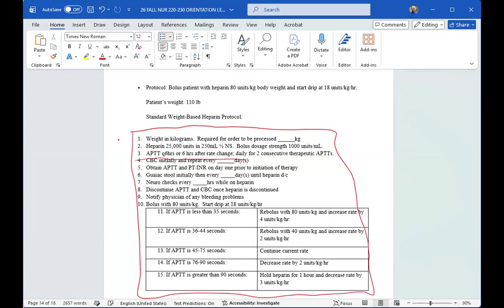No. Do I need to know the GAIAC stool thing? No. What about neurochecks? No. This is a math test.